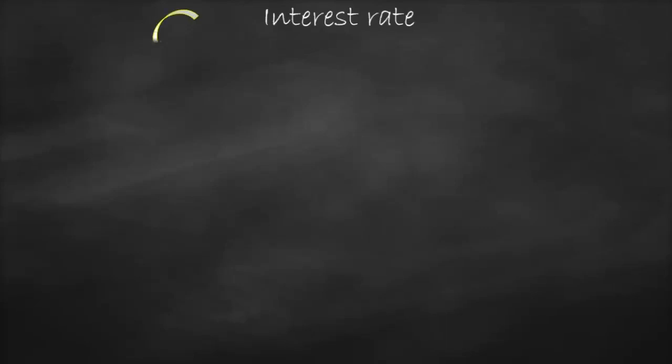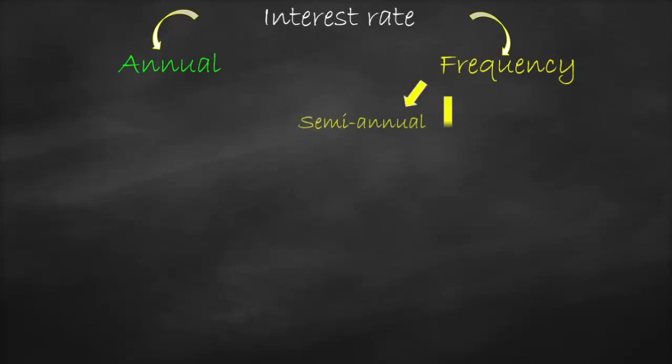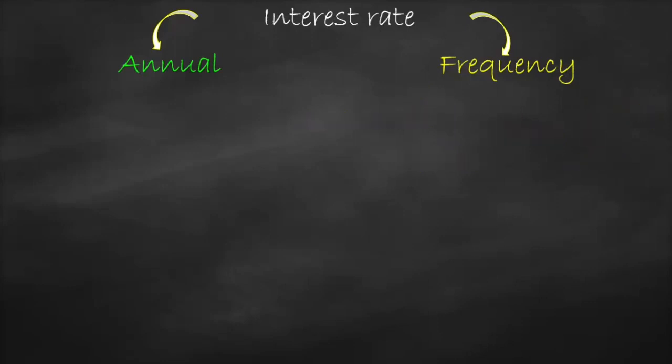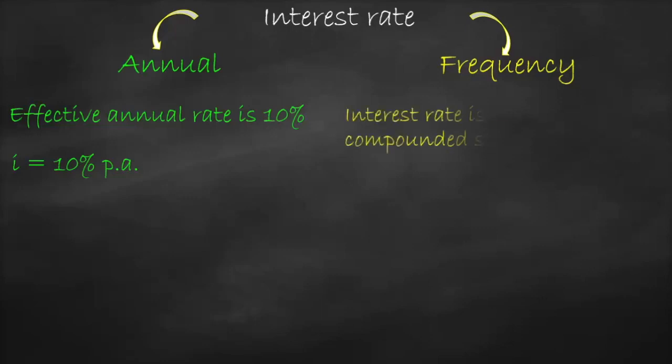Interest rate could be expressed either as annual, every year, or a frequency, which means many times per year, such as semi-annual, or quarterly, or monthly, or weekly, or daily. So, if the interest rate is paid or received annually, we call it effective annual rate. If we put it into words, it will be: effective annual rate is 10%. So here our I is equal to 10% per annum.